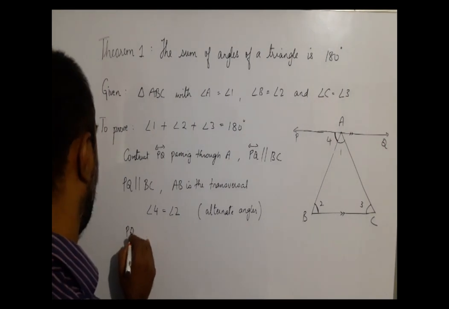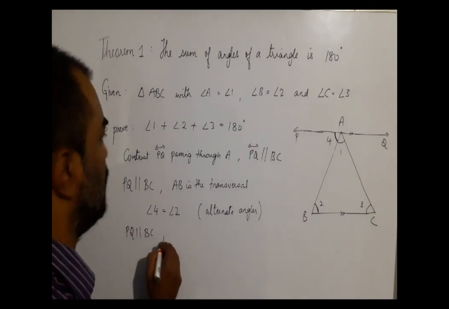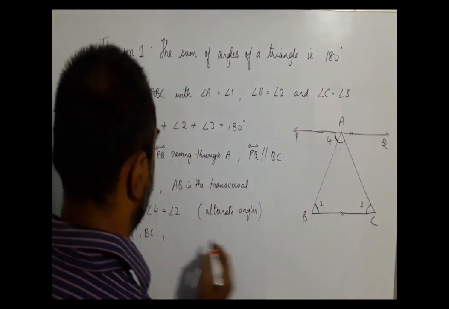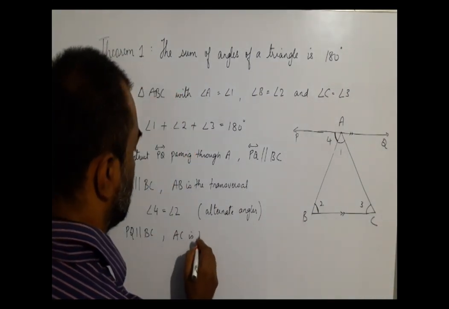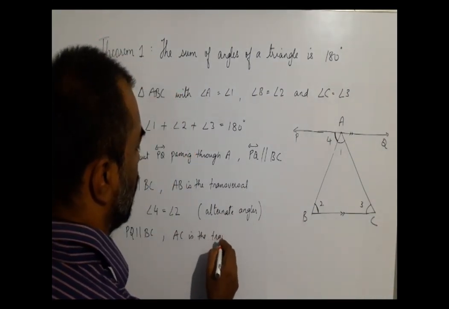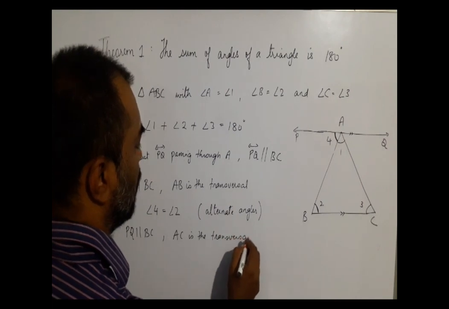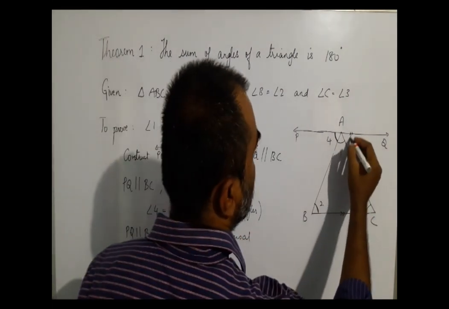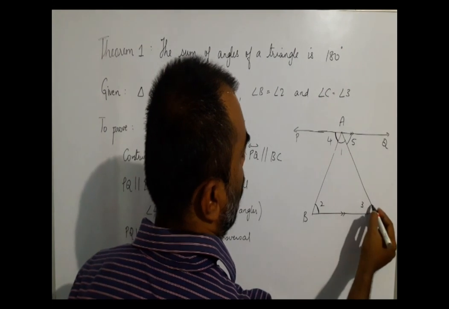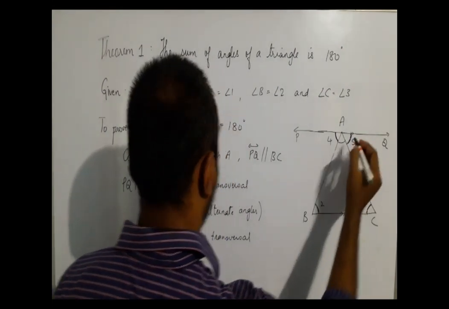Again, PQ is parallel to BC. This time I take AC as the transversal. So I have changed the transversal. Let me call this angle, angle 5. Now angle 3 is equal to angle 5.